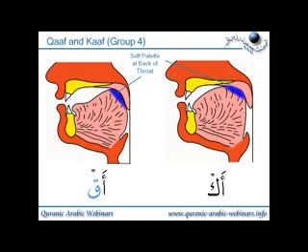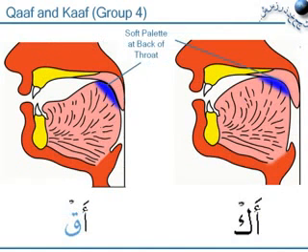Group 4 is moving up, so we're going from the bottom of the throat up and forward to the front of the mouth. Group 4 is qaf and kaf. This involves the back of the tongue touching the very back upper portion of your throat. So it's really to do with the soft palate. The qaf is slightly behind the kaf. With the qaf, we have a slight echo.